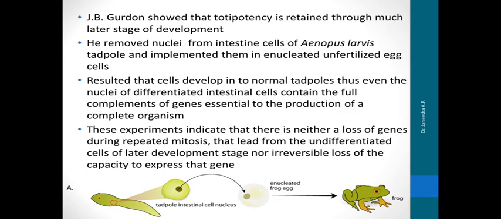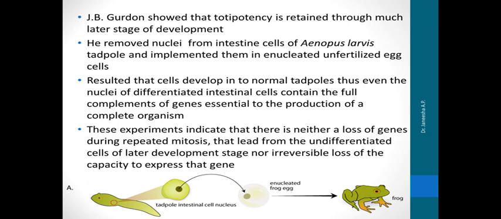Another experiment done by J.B. Gurdon showed that totipotency is retained through much later stages of development. From the earlier experiment, it is observed that totipotency occurs in the blastula stage also, whereas in the experiments done by Gurdon, he showed that totipotency is retained at the later stage of development too.